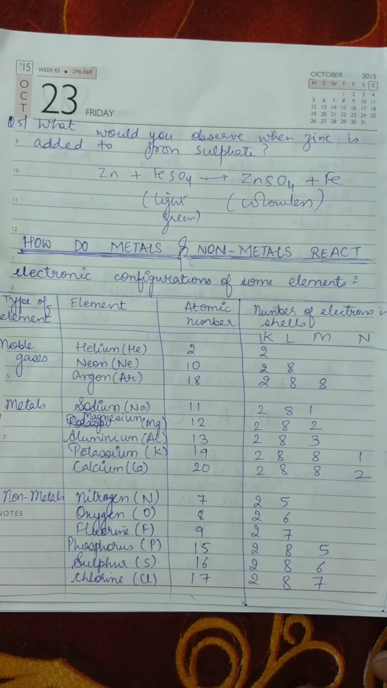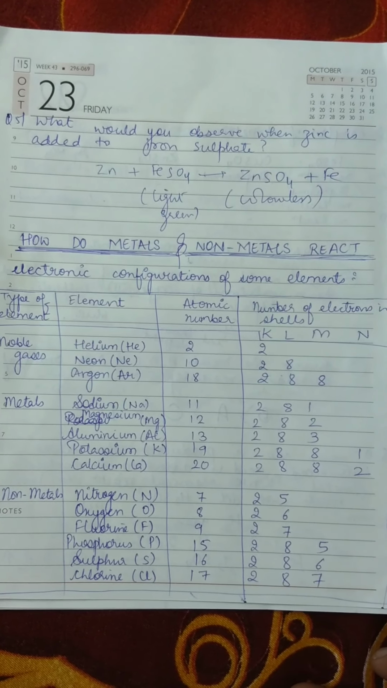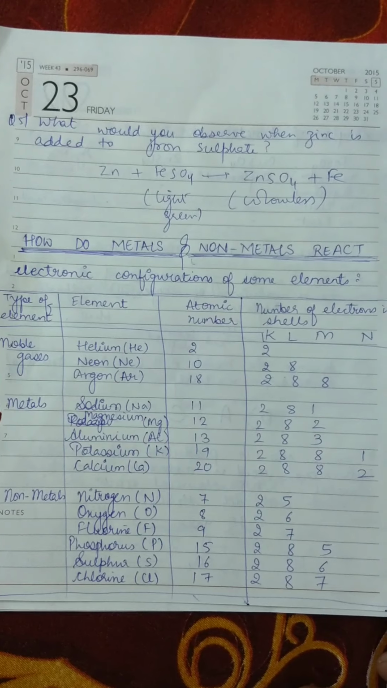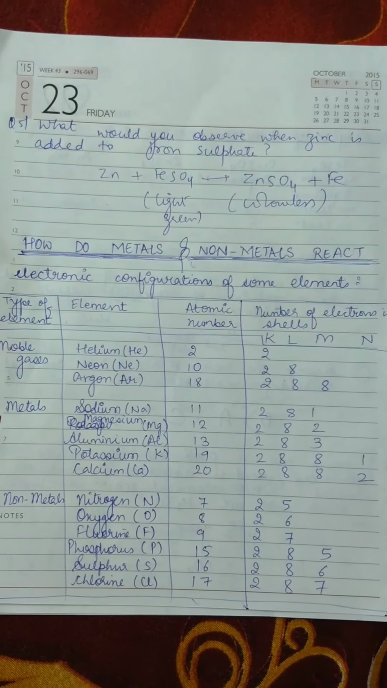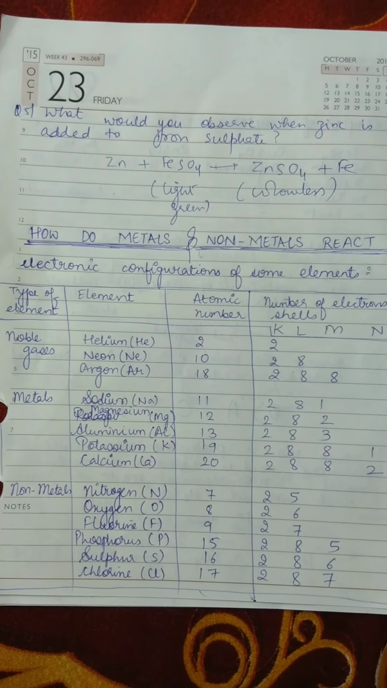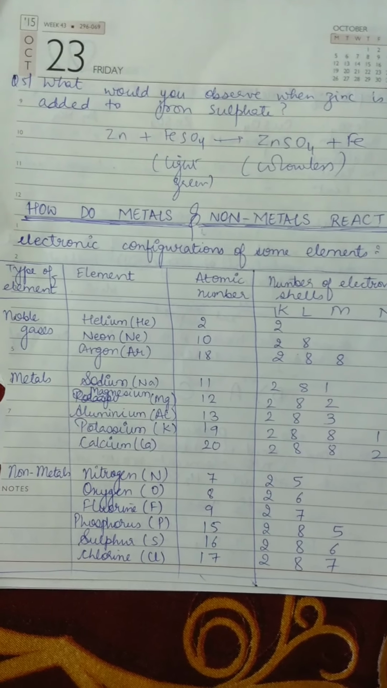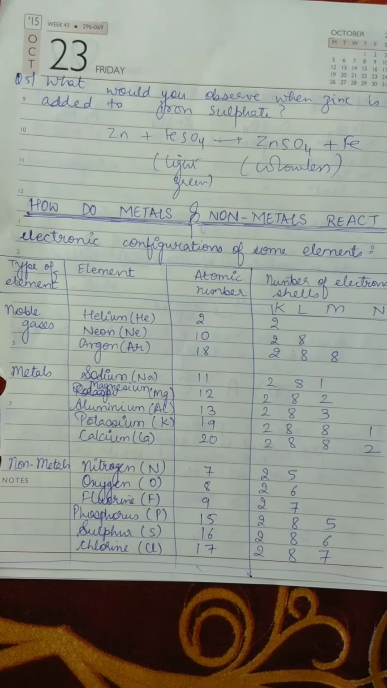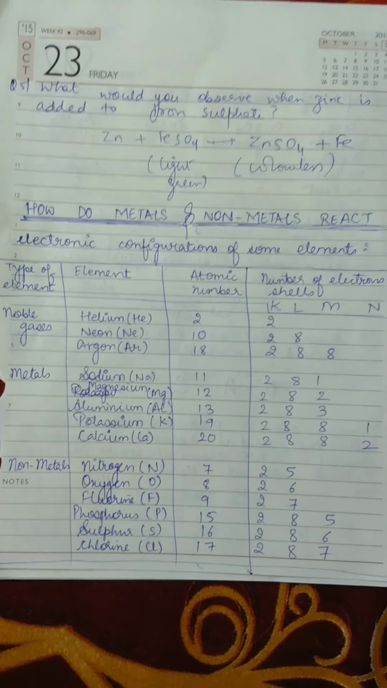Now we will study how metals and non-metals react with each other. When a metal reacts with a non-metal, what will be their configuration? What is the phenomenon, why are they reacting with each other, and how? See, we already know the atomic numbers of these elements.